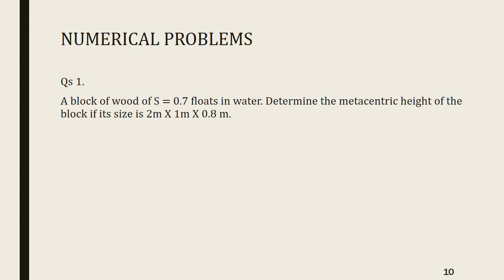Now let's do some numerical problems. A block of specific gravity 0.7 floats in water. Determine the metacentric height of the block if the size of the block is 2 meter by 1 meter by 0.8 meter. So you can directly use the formula.